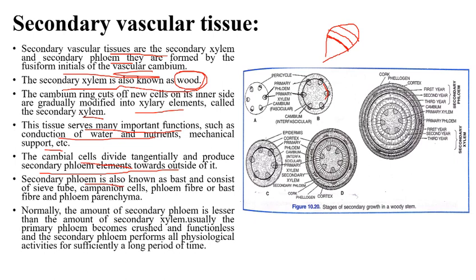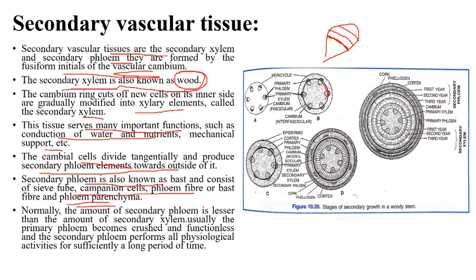Secondary phloem is also known as bast and consists of sieve tube, companion cell, phloem fiber or bast fiber, and phloem parenchyma. So these are four components of phloem. One is sieve tube, one is companion cell, which is always associated with sieve tubes, one is phloem fiber and the last one is phloem parenchyma.